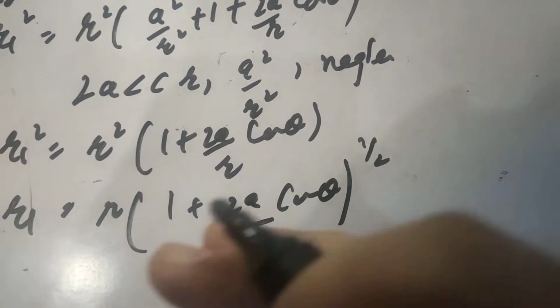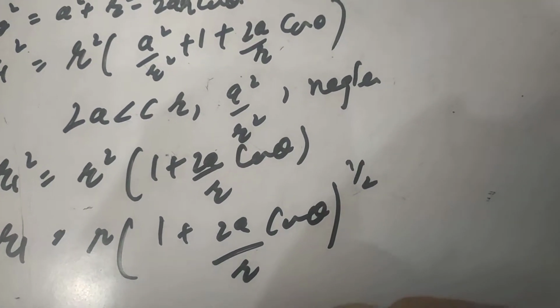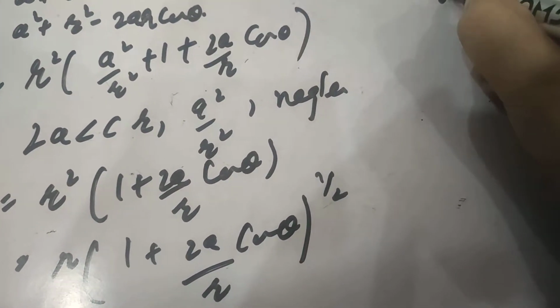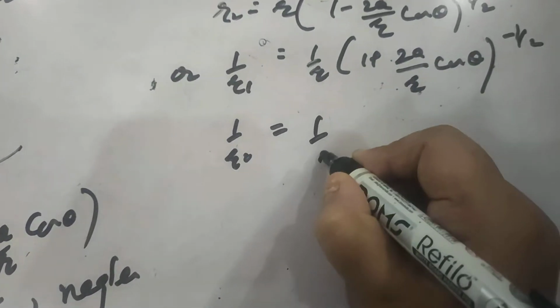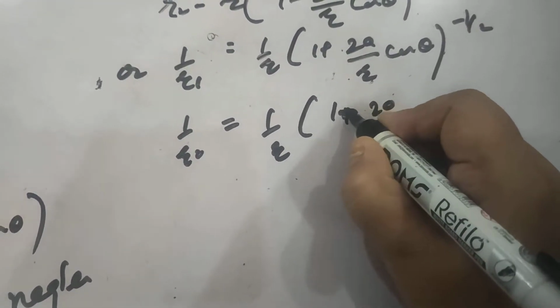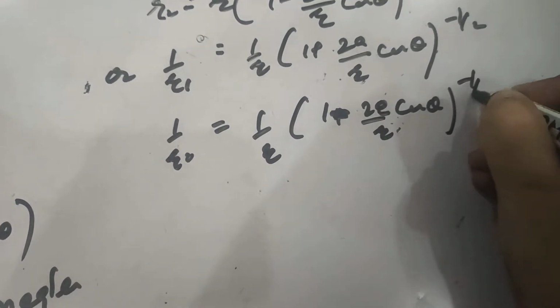Or 1 by r1 can be written as 1 by r (1 plus 2a by r cos theta) raised to power minus 1 by 2. Why? Because this has gone to the denominator, so when we have to write it upside, it becomes minus 1 by 2. Similarly, 1 by r2 can be written as 1 by r (1 minus 2a by r cos theta) raised to power minus 1 by 2.